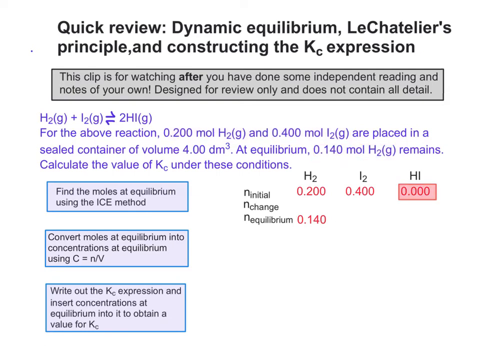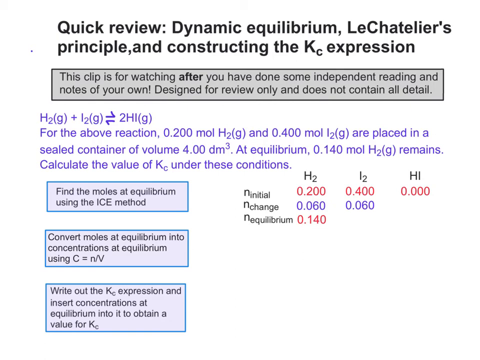At the beginning of the reaction I can also assume that I've got no hydrogen iodide to start off with. If you remember the graph we looked at a few minutes ago at the beginning of the clip, it had no product at the start. To work out the change in equilibrium, all I have to do is take away 0.140 from 0.200 for hydrogen. That means 0.060 moles of hydrogen are used up. Because hydrogen and iodine are equimolar, that must mean also 0.060 moles of iodine are used up, which you can insert there.